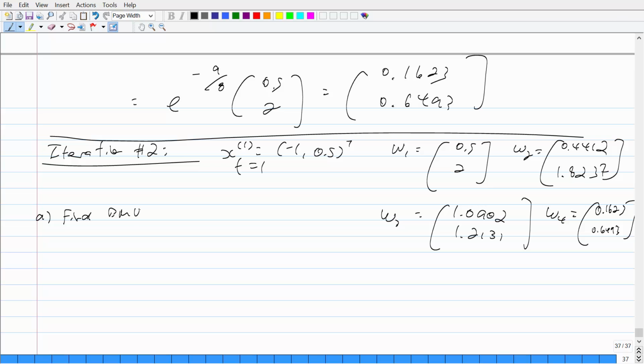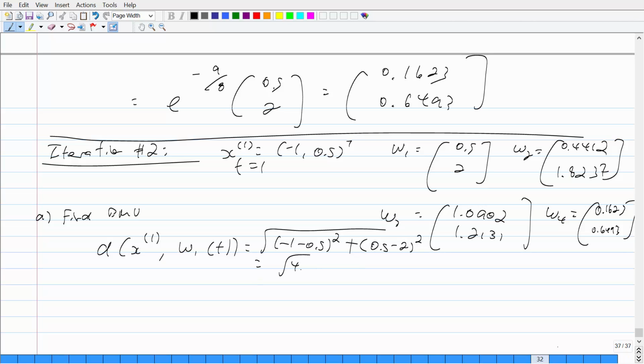So you have to take this training example and figure out which of these weights best matches it. You find the one with the smallest distance. So you find the distance between the first example and the first set of weights at this time. In this case, we have -1 minus 0.5, plus 0.5 minus 0.5 and 2. When you calculate this distance, we get square root of 4.5.